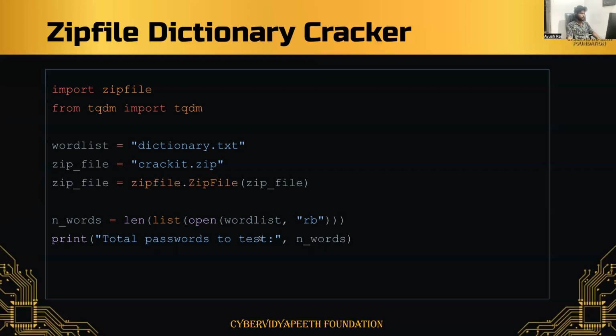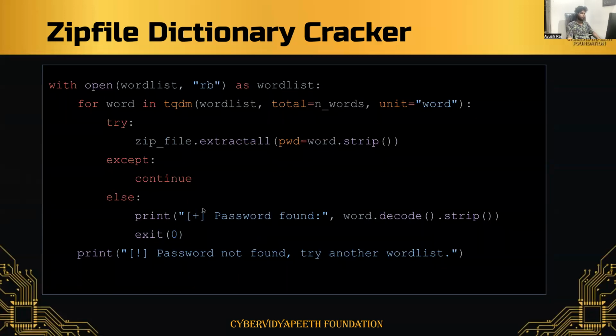Now why are we doing this? Here, with open word list, rb, as word list, so it is reading it as binary. That's why there is b, and r for reading. Then for word in tqdm, word list, total equals n words, unit equals word. You must have a question: why have I not written for word in word list, and why have I used tqdm here?